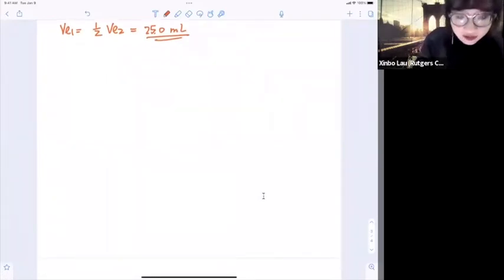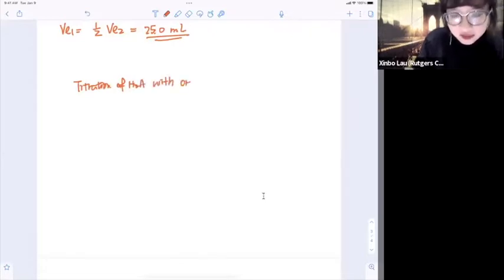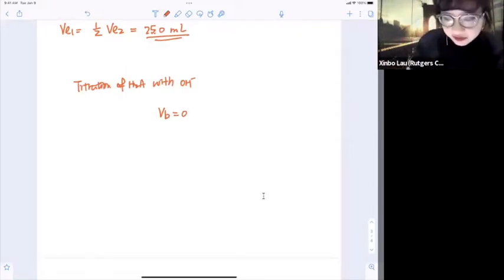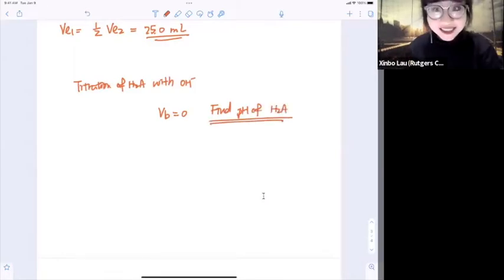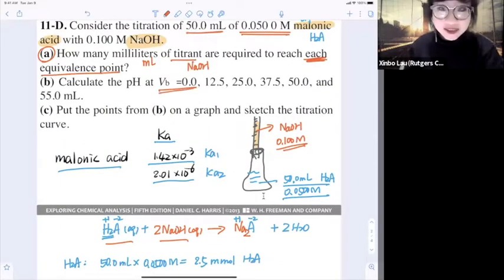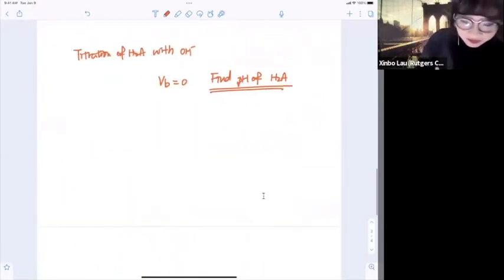Now if you're titrating H2A with hydroxide, part A is VB equals 0. When you haven't added anything yet, then you're just finding the pH of H2A. Are we able to do this? I think so, right? Did the question ask us? Yes, VB equals 0. You didn't add any strong base, you just have acid. That's easy, right?